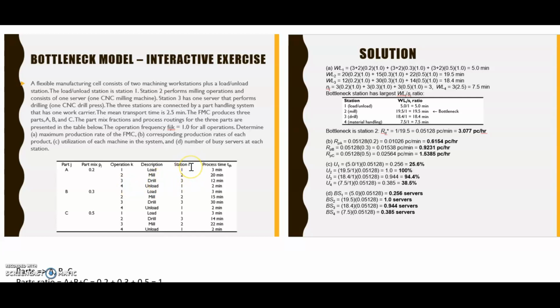And the corresponding station. So load is performed at station 1, milling performed at station 2, drilling performed at station 3. And the last column presents the process time. The operation frequency F equals 1 for all operations. Determine A, maximum production rate of the FMC, B, corresponding production rates of each product, C, utilization of each machine in the system, and D, number of busy servers at each station.